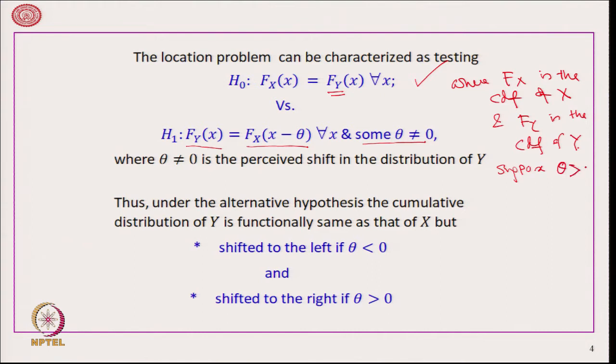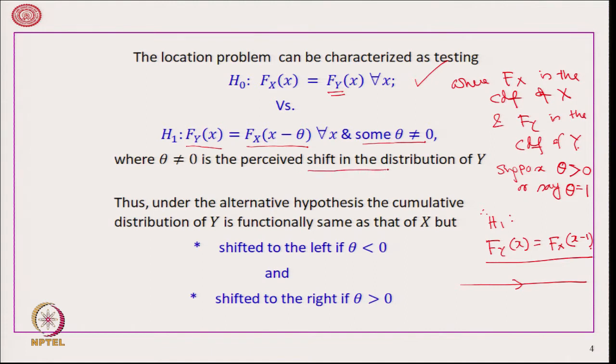So suppose theta is greater than 0, or say theta is equal to 1. Therefore, in the alternative H1, we are looking at whether F_Y at x is equal to F_X at x minus 1. That is, we are looking at whether there is a shift in the values of Y from X, and hence this is essentially testing if there is a shift in the distribution of Y, and that is why this is called location testing.